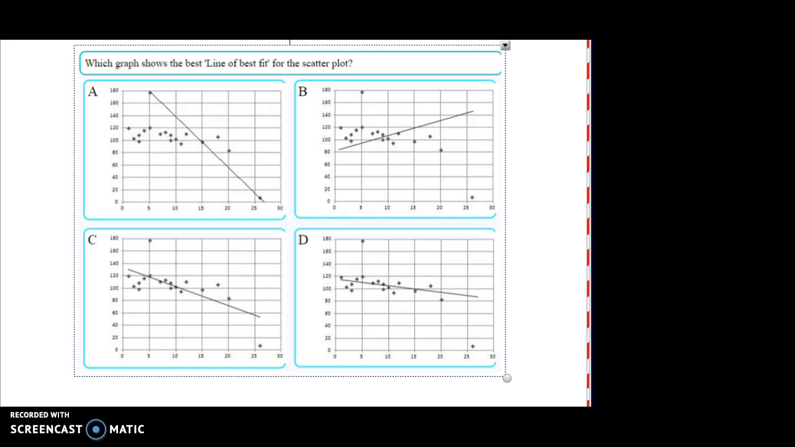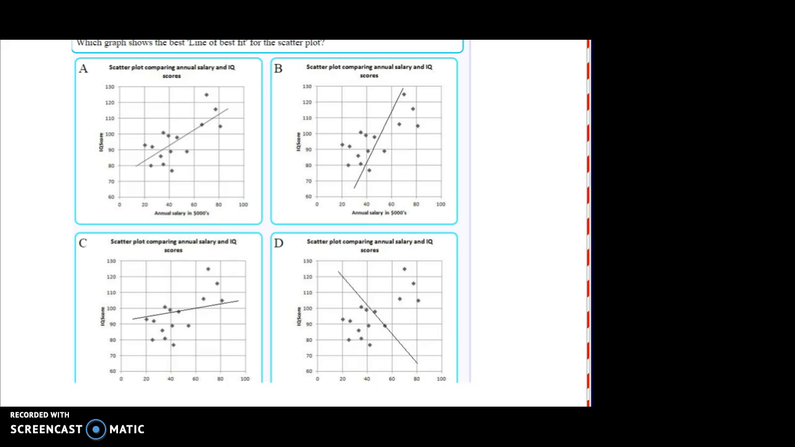Which graph shows the best line of best fit for the scatter plot?